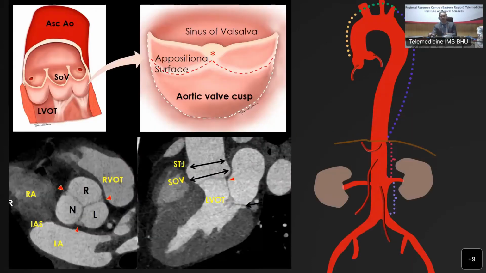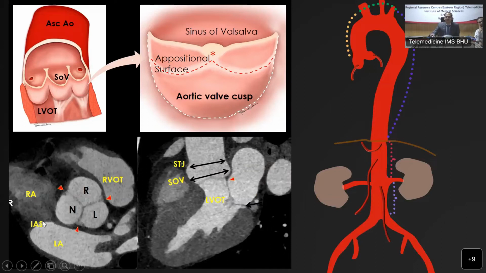As we all know, aorta is the largest blood vessel in our body. The aorta is comprised of multiple parts. Let's look at the aortic root here. So this is a short axis of the aortic root. How do I know which cusp is anterior and which cusp is left and which is right?